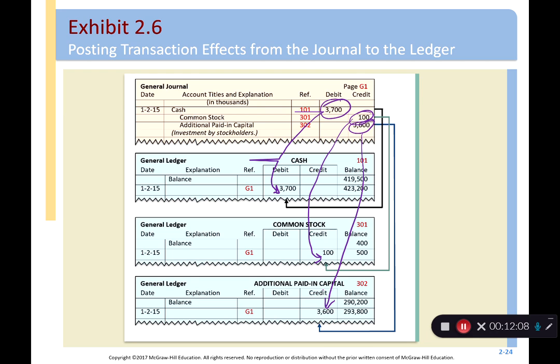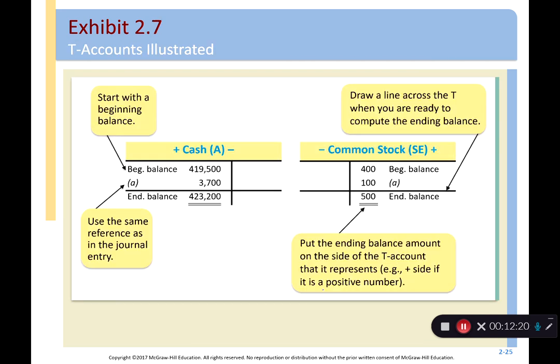All the T account does is it allows us to track the different transactions that affect each account, and then allows us to add it up at the end so we can get a balance for each account. You can see here with our cash and our common stock accounts, we're adding up the balance. We had a beginning balance of $419. Transaction A adds $3,700 to it. How do I know it adds? Because cash goes up with debits, down with credits. Common stock is the opposite, down with debits and up with credits.